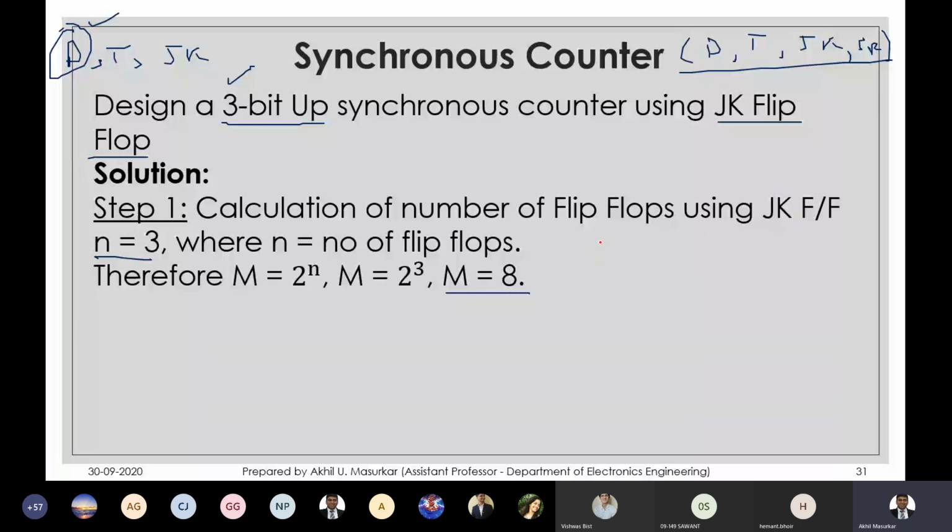0 to 7. Okay, Hemant. That is right. Hemant is right, because here we have not specified mod 6 or any mod value. So in that case, the maximum value that the counter counts becomes the value for the counter. So here it is going to count from 0 to 7.